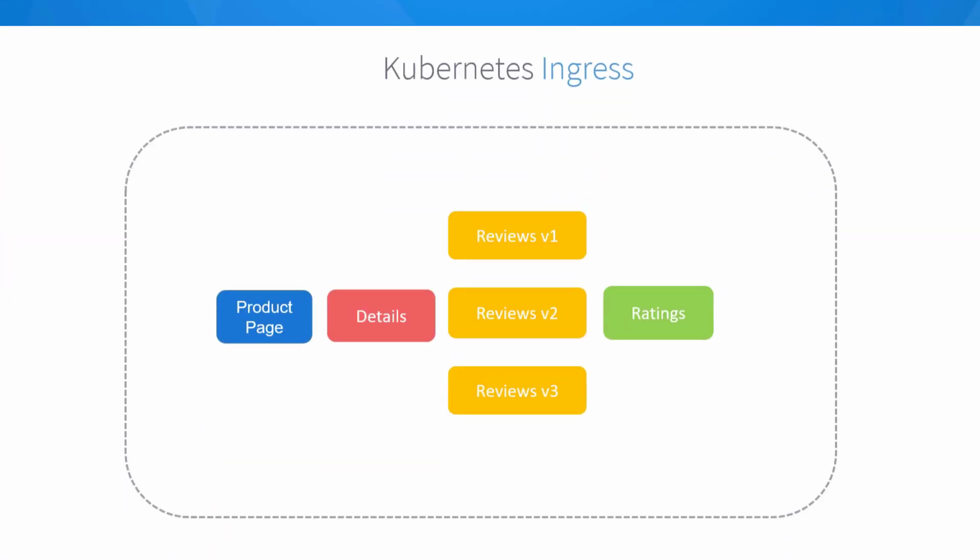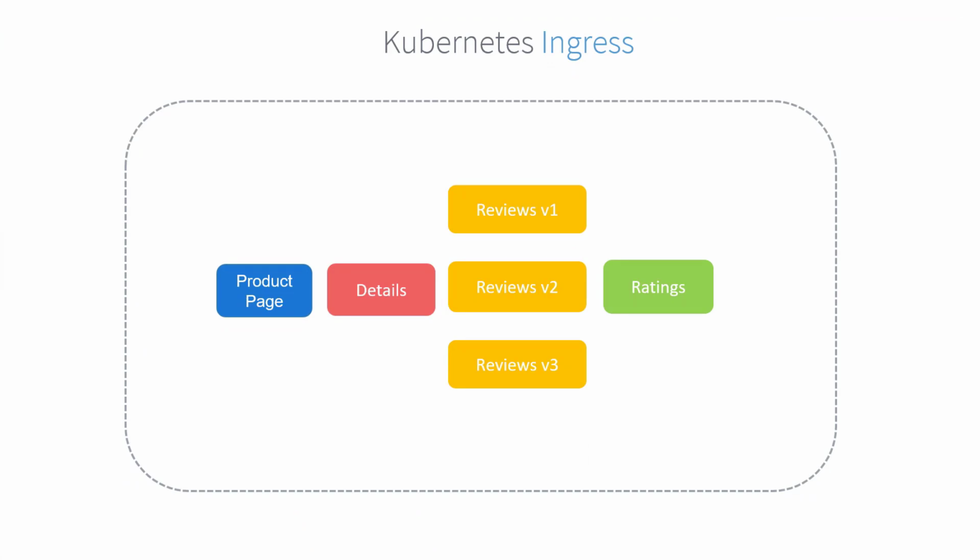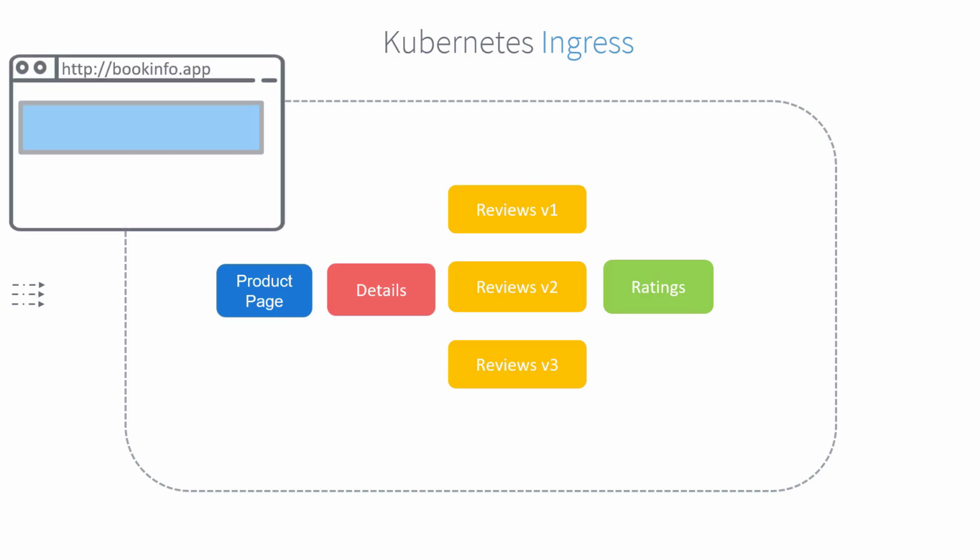Now that we have deployed the application and set up a service mesh, how can we make these services accessible to external users? In our case, the page that users need to view is the product page. How can we make the product page accessible to external users? Our requirement is that if someone goes to the URL http://bookinfo.app, they should view the product page with the details about all products. How can we achieve this?